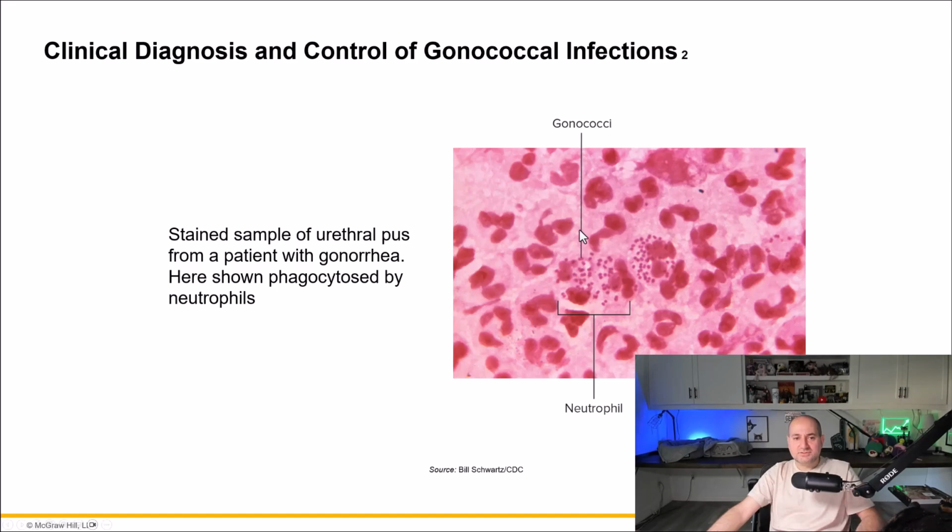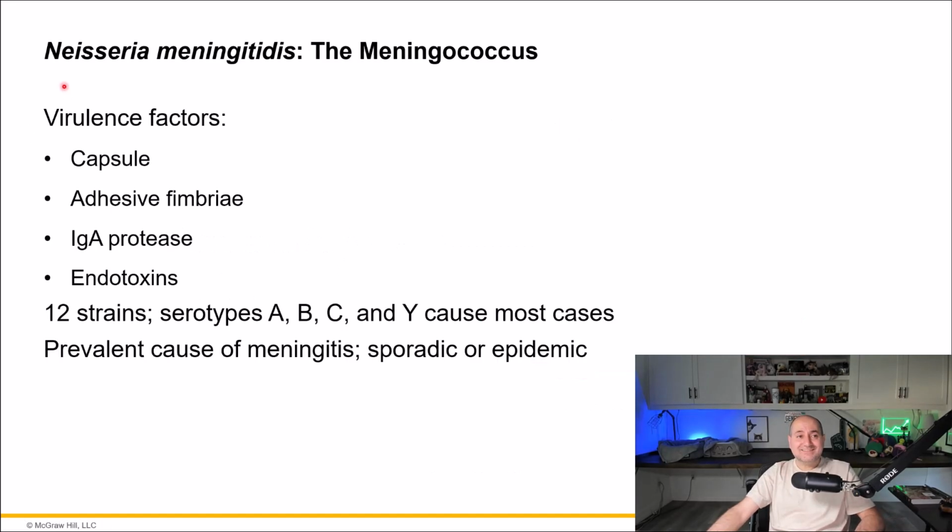Now let's talk about Neisseria meningitidis. This is the bacterium that causes several instances of meningitis. Here are a list of its virulence factors. You see, it has several virulence factors, which means that it can be a tough pathogen.